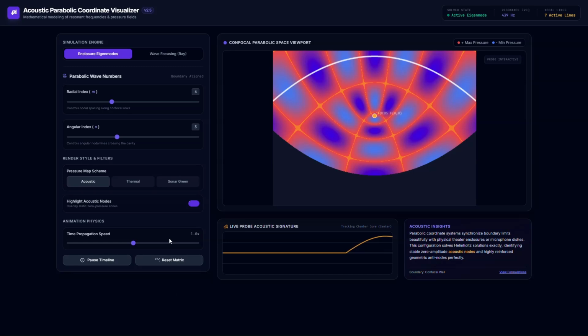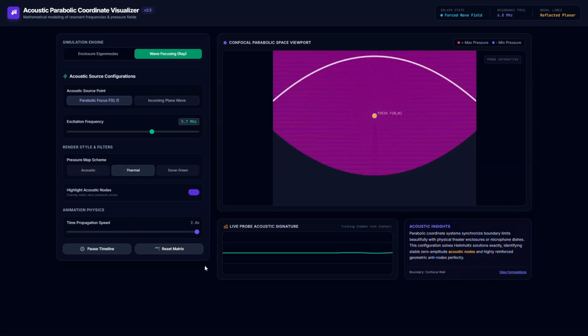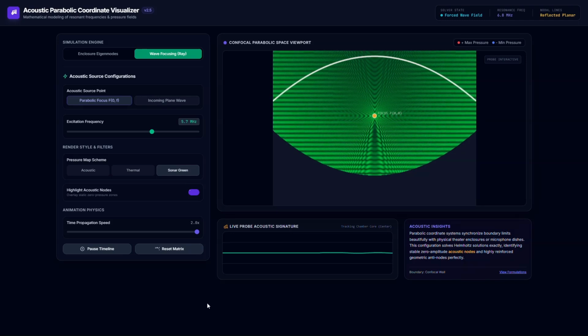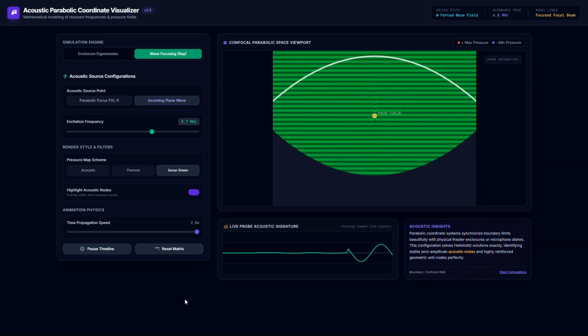When toggled to wave focusing mode, the simulation shifts to dynamic propagation and geometric reflection physics, illustrating either an omnidirectional point source at the exact geometric focus producing spherical wavefronts that flatten into parallel plane waves upon wall reflection, or an incoming planar sound beam converging to concentrate its acoustic energy into a highly reinforced focal point.